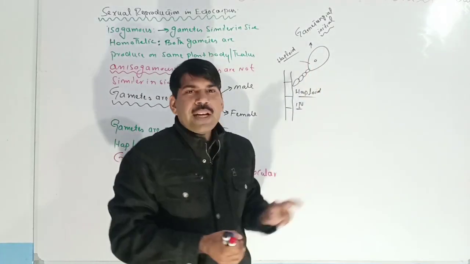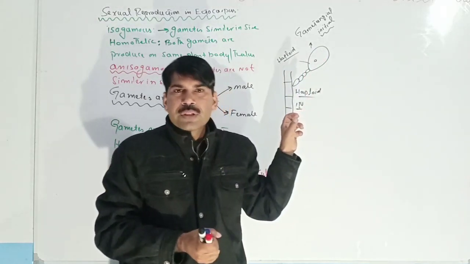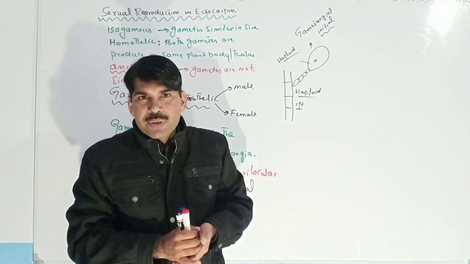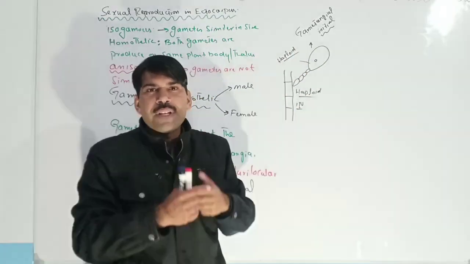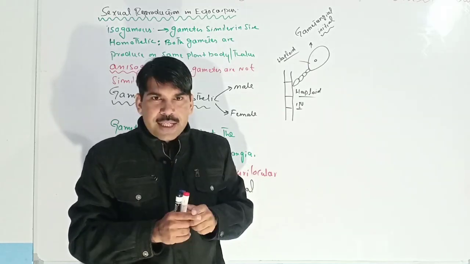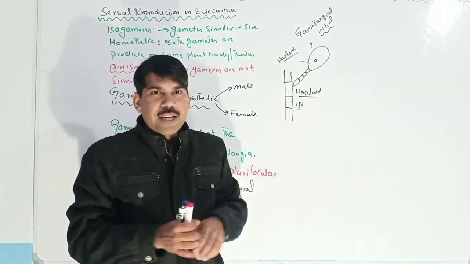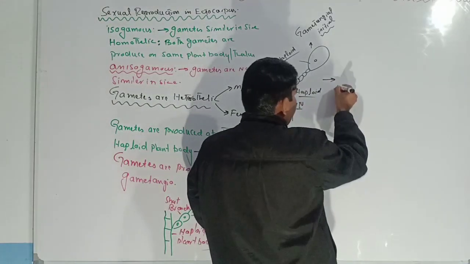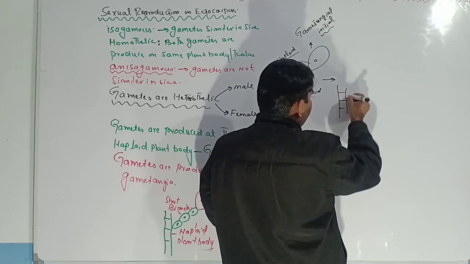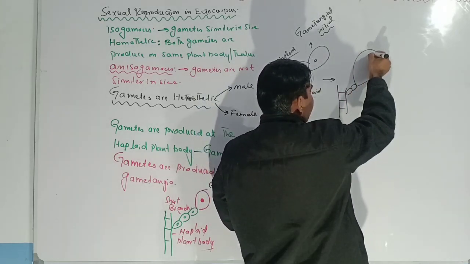This haploid cell divides mitotically, and when it divides mitotically, many similar cells are produced. It means all the gametes produced are haploid, but they are not produced meiotically. They are produced mitotically. So how are they produced? Actually, this is a similar plant body. This is a branch, and this is a gametangial initial.